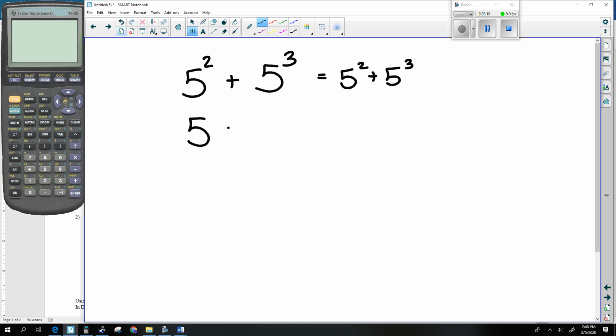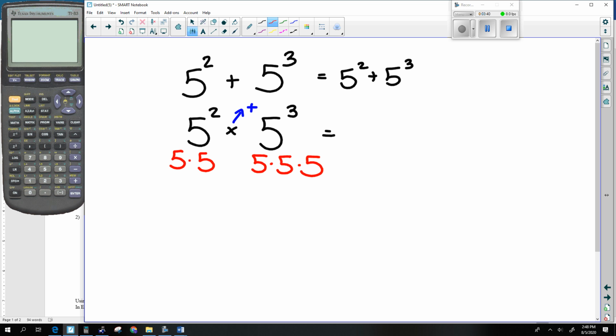What happens if they are multiplying? What happens when you multiply is you add. Okay, you add. Because you have to think about this. This is 5 times 5. This is 5 times 5 times 5. So what happens when you have 5 times 5 times 5 times 5 times 5? Well, then you have, obviously, 5 to the 5th, which is exactly what you get when you add the exponents. So in a multiplication, you add.